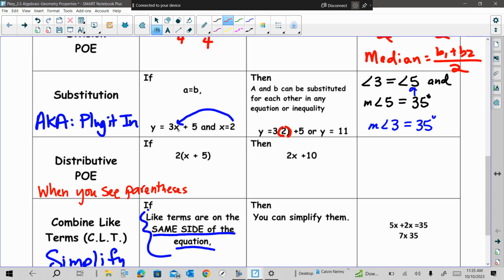Yeah. Say that again. What's the number next to 35? 35 degrees. Oh, sorry. Yeah, it's a degree sign.